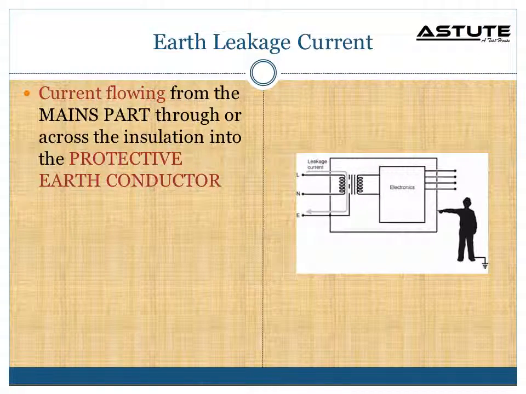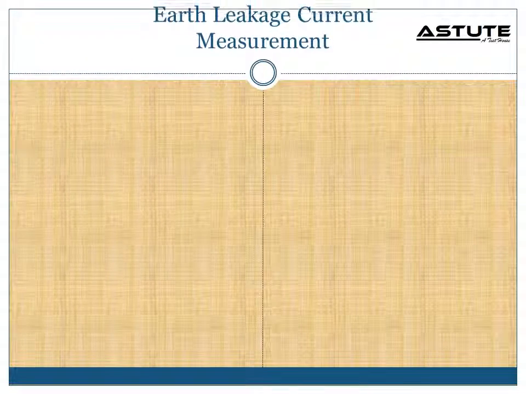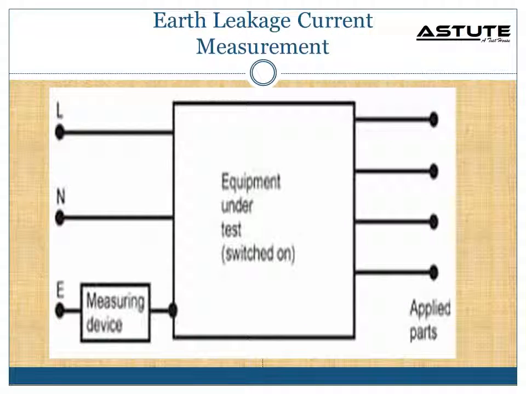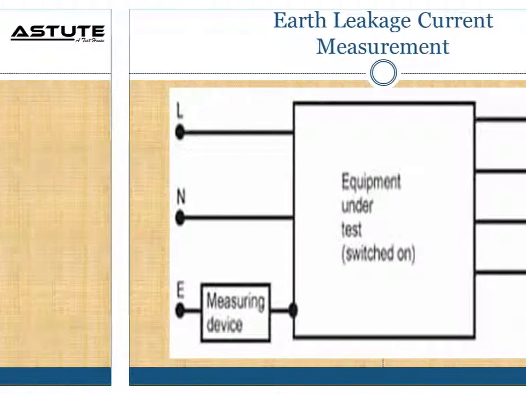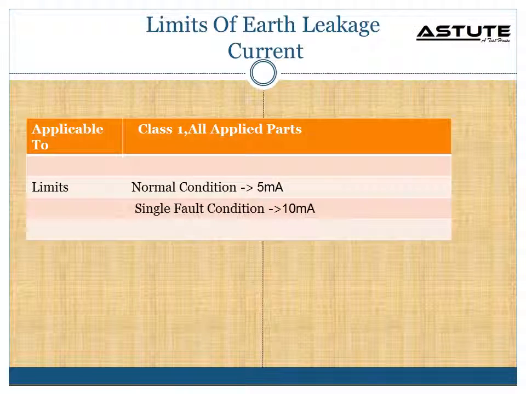Earth leakage current is the current from all earthed parts of the product. Current flows through the mains supply to the protective earth conductor. This is the measurement method of the earth leakage current. Earth leakage current limits are 5 mA for normal condition and 10 mA for single fault condition. These limits are applicable for all applied parts.